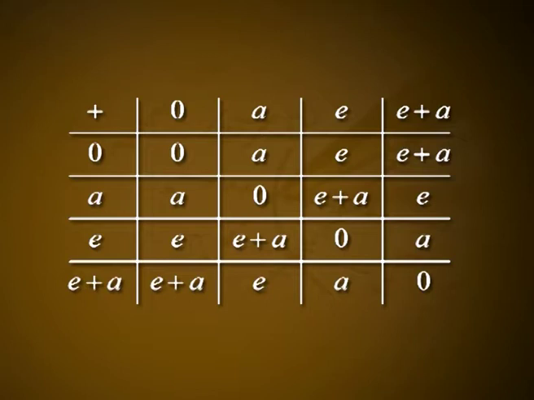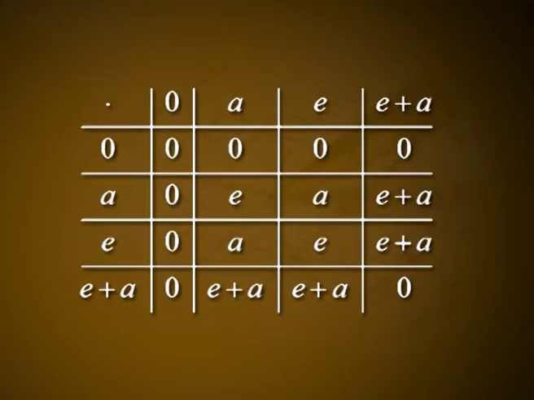Consider addition. First row: 0 + 0 = 0, 0 + a = a, 0 + e = e, 0 + (e + a) = e + a. Second row: a + 0 = a, a + a = 0, a + e = e + a, a + (e + a) = e. Third row: e + 0 = e, e + a = e + a, e + e = 0, e + (e + a) = a. Fourth row: (e + a) + 0 = e + a, (e + a) + a = e, (e + a) + e = a, (e + a) + (e + a) = 0.